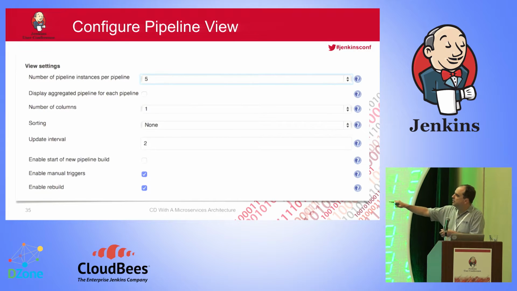And then down at the bottom, the enable manual triggers should be checked, or I like to check that, so that I get the little play button in the pipeline UI. And enable rebuild is a recent addition, which is very nice. After a task has run and turns green, it gives you a little refresh button that you can click on to run that task again if for some reason you need to.